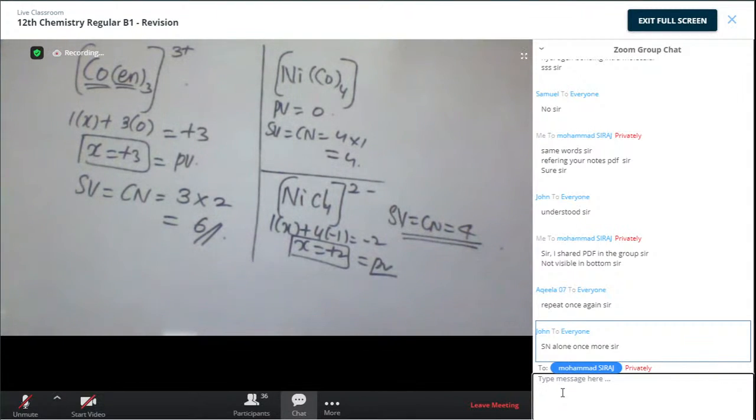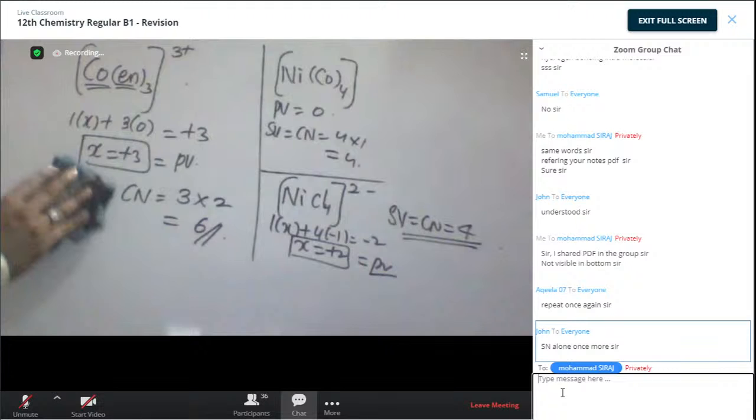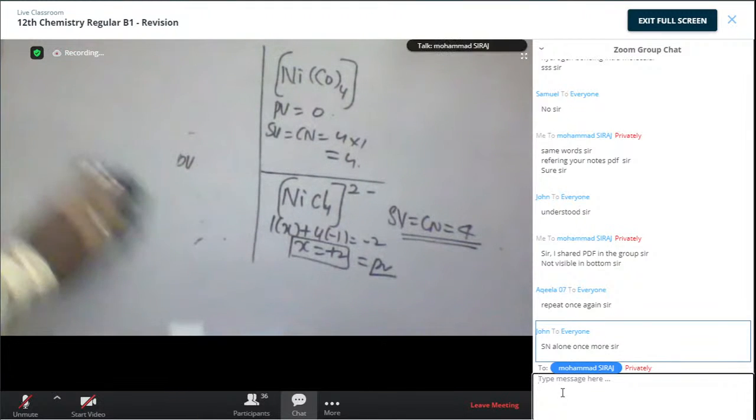Clear? Is it clear for everyone? I'll give some examples as homework. Solve these examples as homework. Okay. I am writing the molecules here. Solve these molecules as homework. Okay.